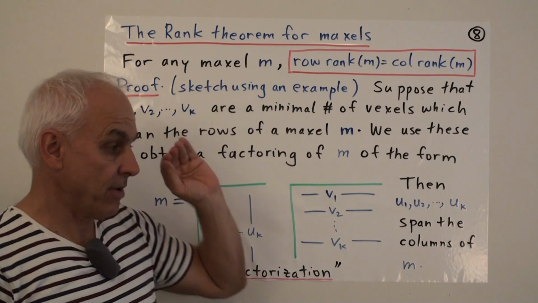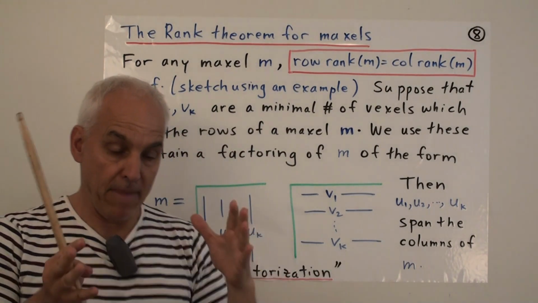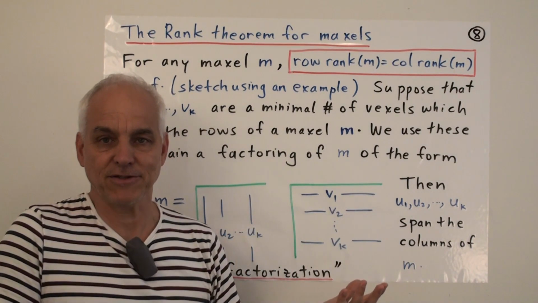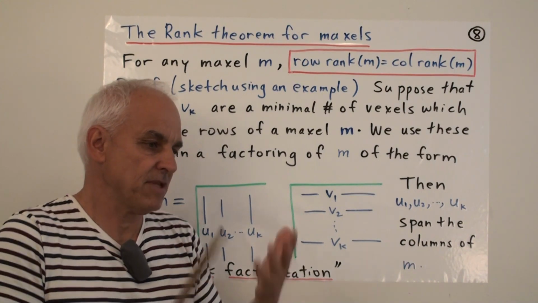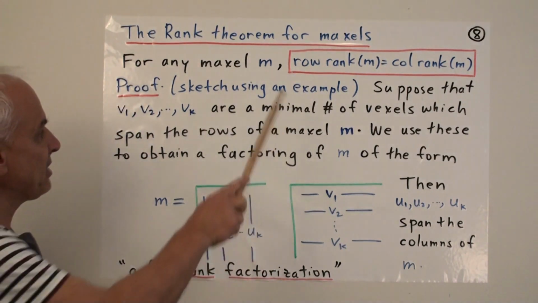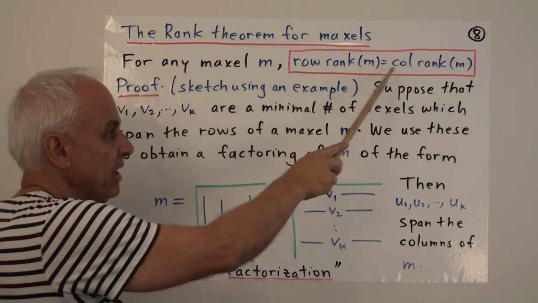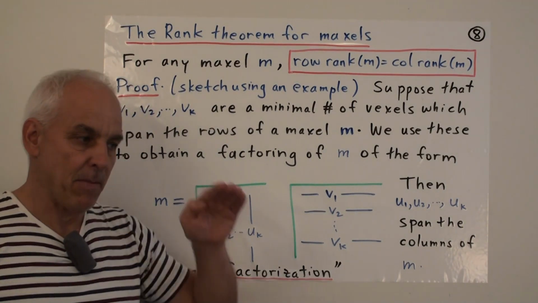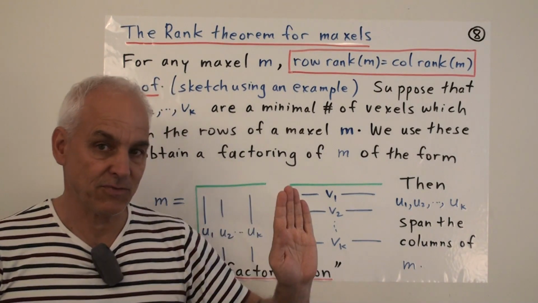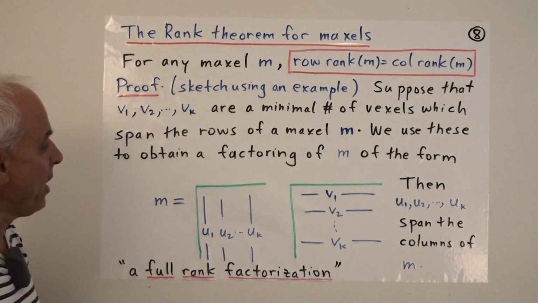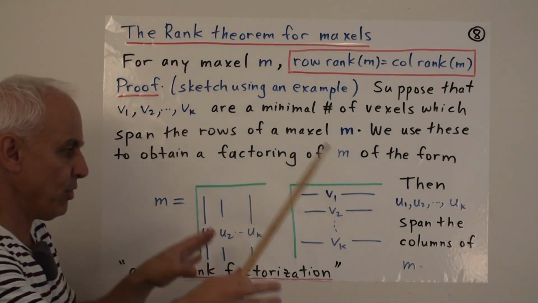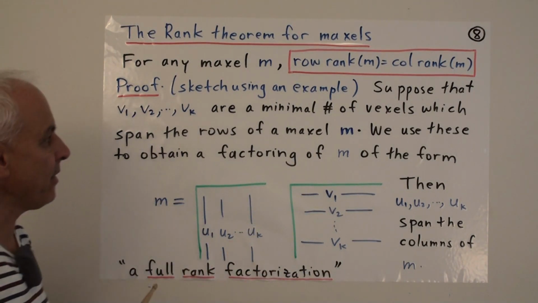Okay, so here we come now to a pretty hefty theorem. This is really a major theorem in linear algebra. But it's now stated in this language of maxils. But both the statement and the proof are pretty standard in linear algebra. Okay, the statement is that for any maxil m, the row rank of m equals the column rank of m. The minimum number of vexels needed to span the rows equals the minimum number of vexels required to span the columns. So here is a sketch of the argument, and I'm going to use an example to illustrate what's going on. I think it makes it clearer.